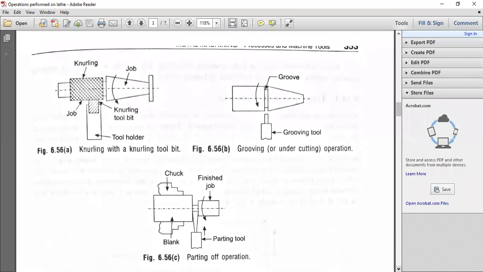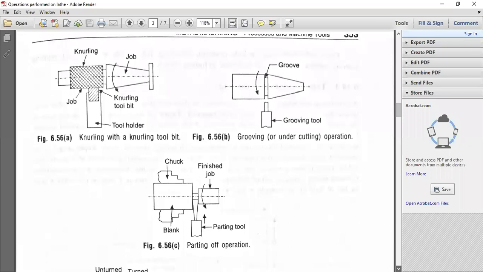The parting off operation: the parting is nothing but, see, this is the finished job. Whatever operations are there, they have been finished. So you try to separate this finished job from the lengthier workpiece or the blank. You have to use the parting tool and separate it. So this is the parting tool. For the parting operation, you have to use the parting tool. So that is a very important aspect of the parting off operation.